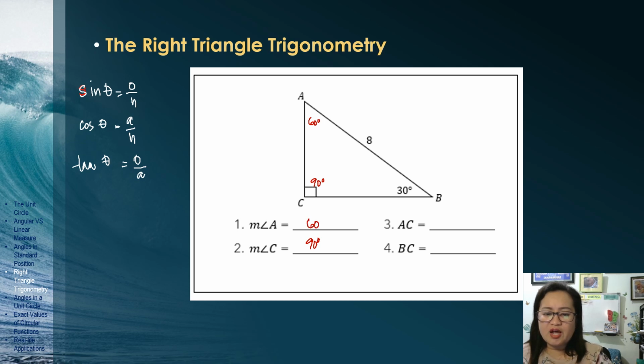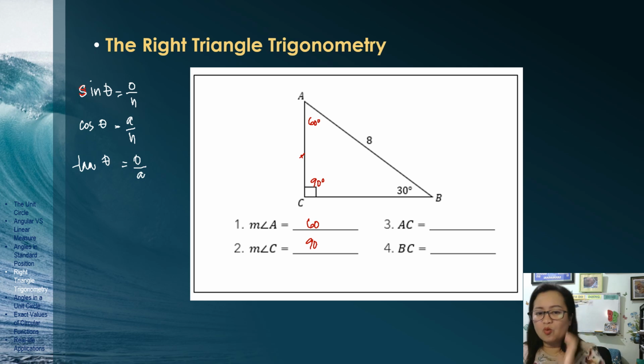So we have 60 degrees for angle A, then 90 for angle C. Okay. What about AC and BC? We use now the trigonometric ratios that we have recalled. So let's say we have AC, that is here. Okay, this is the side.